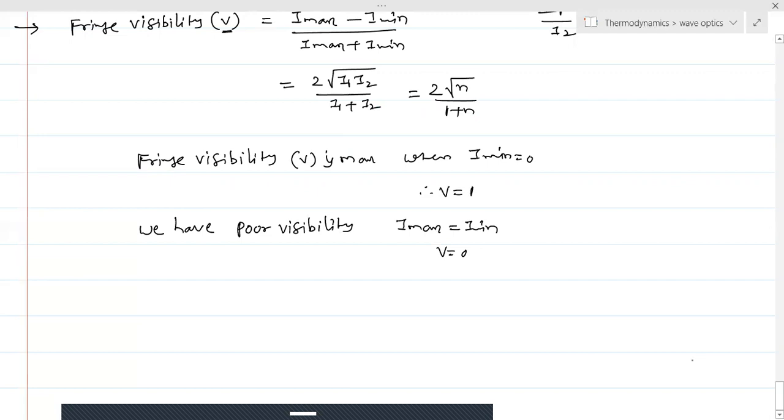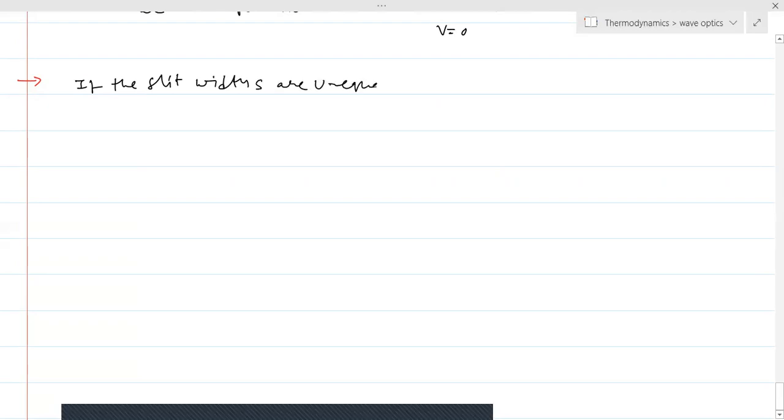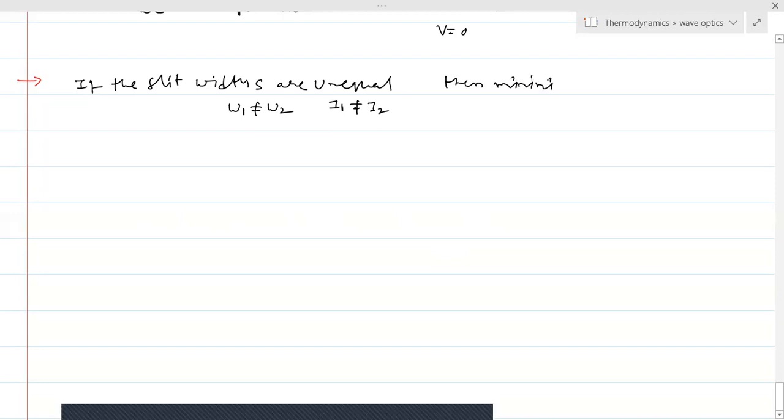And there are two more things we are left with. If the slit widths are unequal, that means W1 is not equal to W2, and I1 is not equal to I2, then I minimum is not equal to 0, so the minima will not be completely dark.